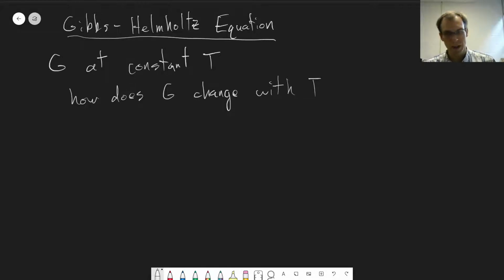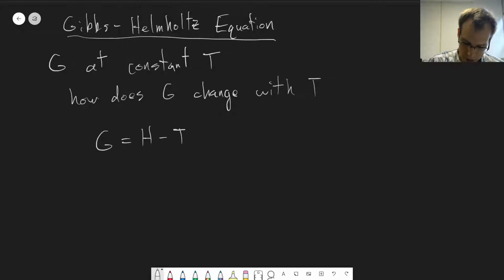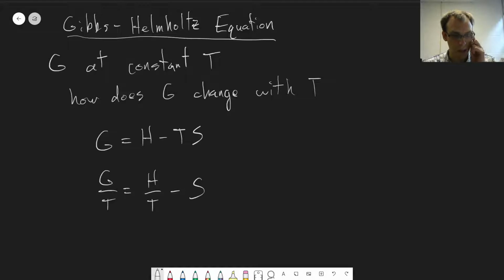And so we're going to go through the derivation of the Gibbs-Helmholtz equation, which answers that question. So we start with the definition of G as H minus TS. All right, so that's just one of our ways that we can write out the Gibbs energy. And let's go ahead and divide by temperature. All right. So we get this relationship here.